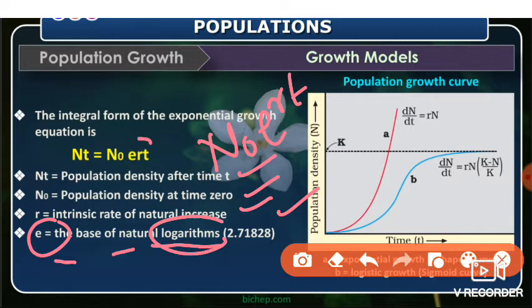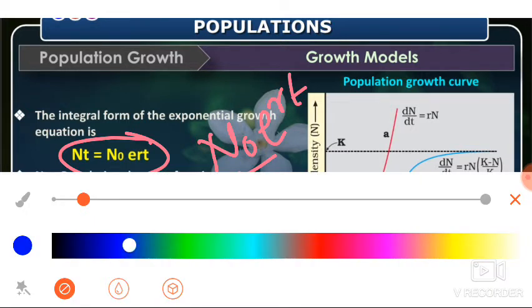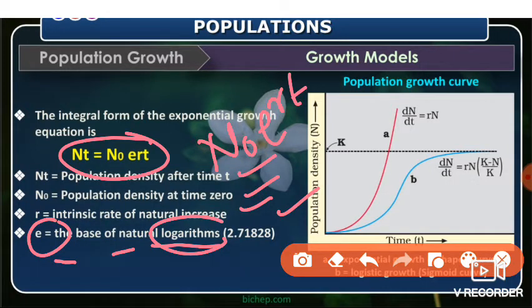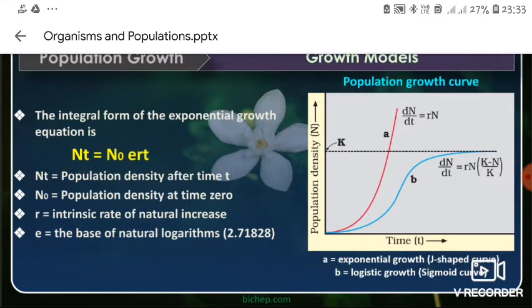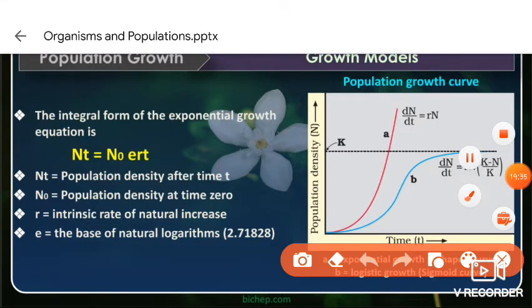This is the formula we are getting here: Nt is equal to N naught e raised to rt. Coming to the graph, it is very important to observe it. Here you can see the population growth curve.